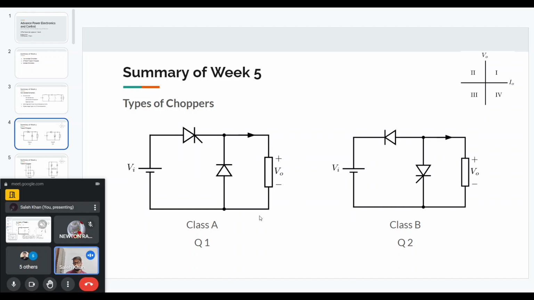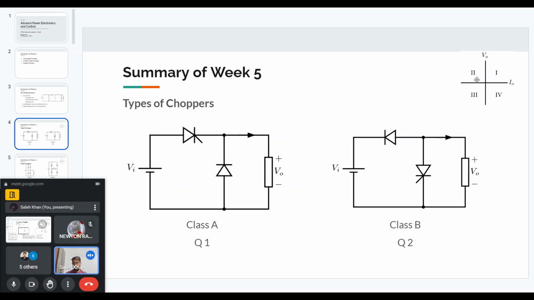So like a DC motor, it can be an RLE load. And in that case, the classification of choppers is done basically on the basis of in which quadrant the output lies. So based on this convention, we can have four quadrants of the output.